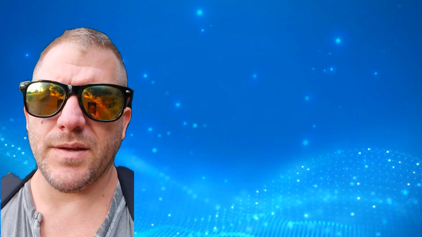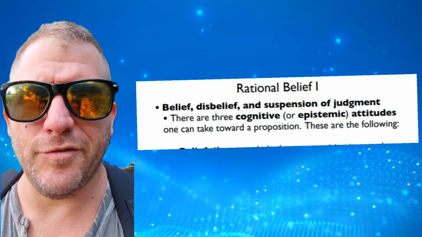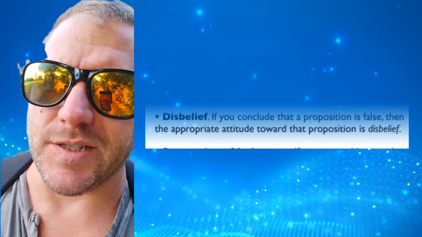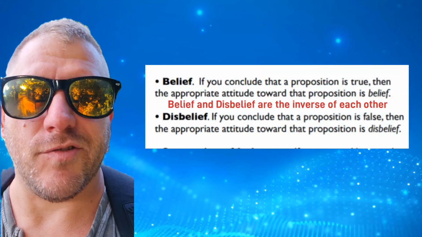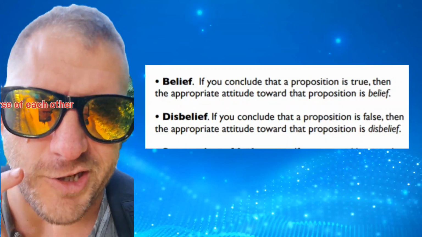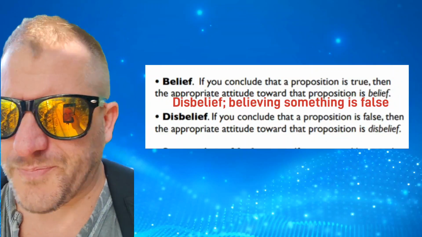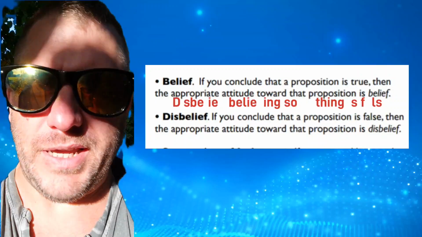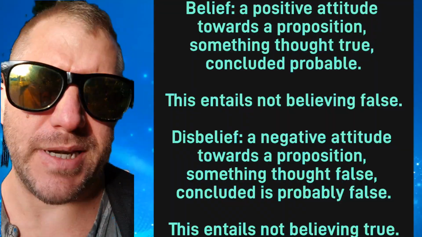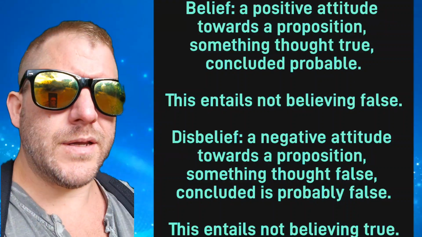To start, we need to understand the three doxastic attitudes. We have belief, disbelief, and suspense of judgment. So belief is when you think something is true, a positive attitude towards the proposition in question. So when you believe something and you think it's true, that entails not believing it is false.